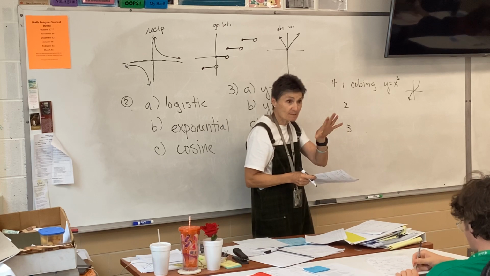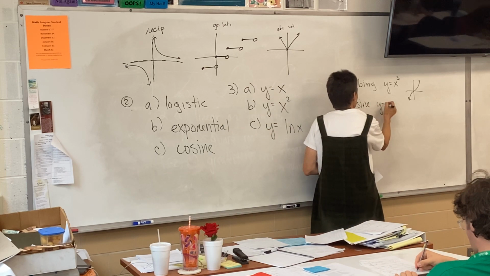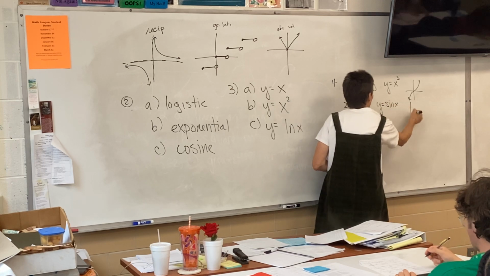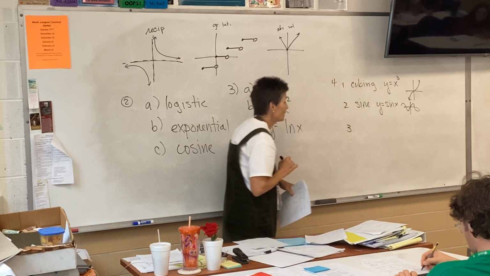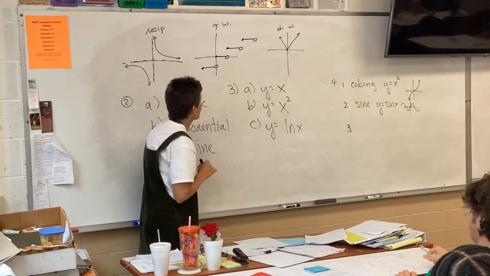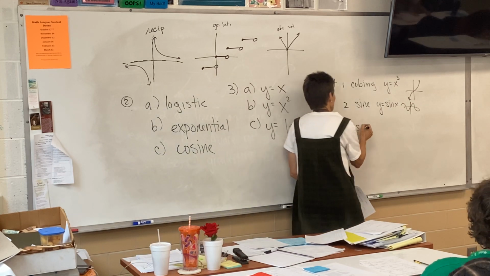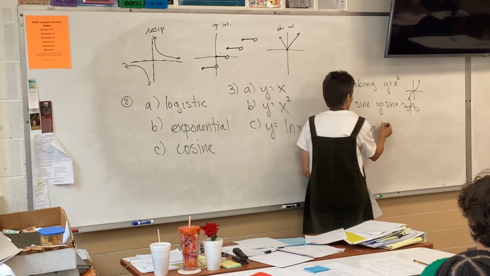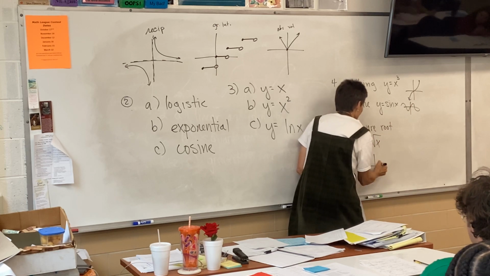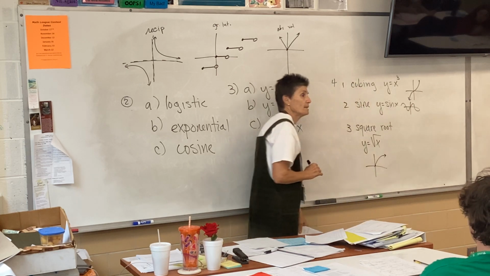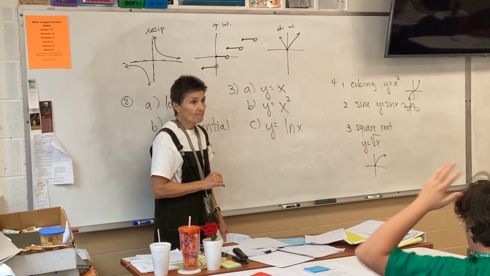All right, what else did you say is missing? Sine. So again, sine, y equals sine x, or my sine picture. Okay? And what's the last one that's missing? Square root. So we can write square root. We can write the equation, or we can draw the picture, whatever works best for you.